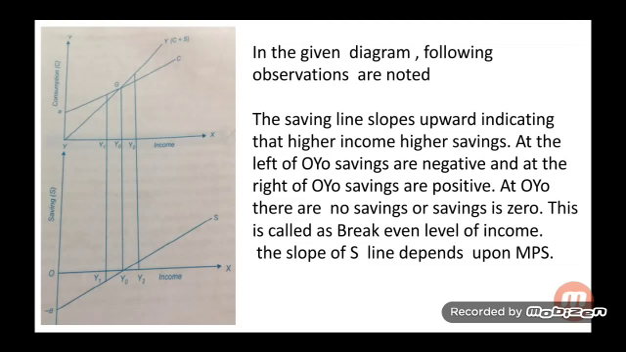At OY0, there are no savings or saving is 0 because consumption and income, they both are equal. This is called the break-even level of income. And the slope of saving line depends upon MPS, that is marginal propensity to save. I hope it is clear to everyone.